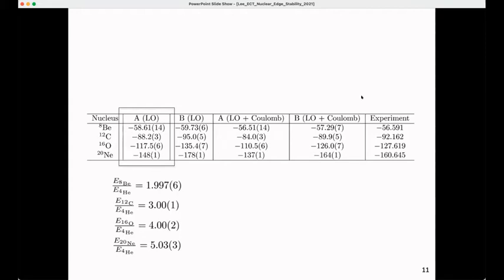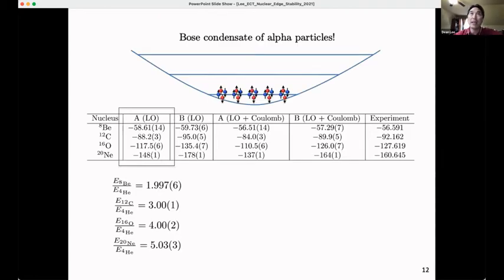Okay. So in order to look at what's going on here, we actually turned off the Coulomb interaction, and we just look at the leading order interactions, the leading order binding energies, and took ratios of these leading order energies to the binding energy of an alpha particle. And what we find are these integer ratios, 2, 3, 4, 5. And so what we concluded was that with this interaction A, we somehow accidentally made a Bose-Einstein condensate of alpha particles in our periodic volume.